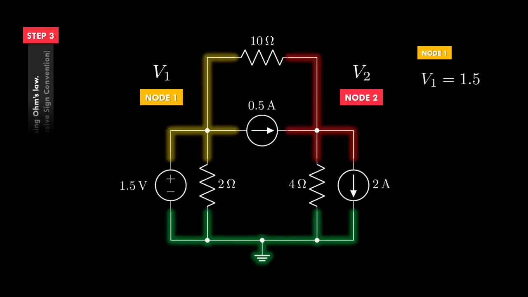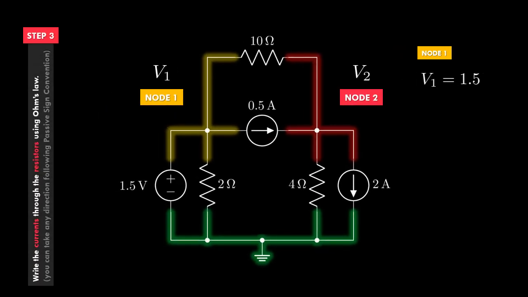Next, we have to figure out the current through resistors in terms of node voltages. And Ohm's law will help us do that. Let's give some names for these currents. I'm just taking directions arbitrarily. It doesn't matter which direction you take as long as you follow passive sign convention.